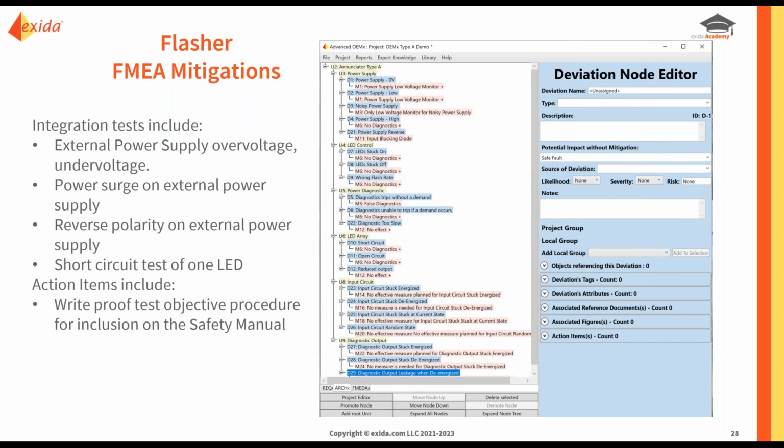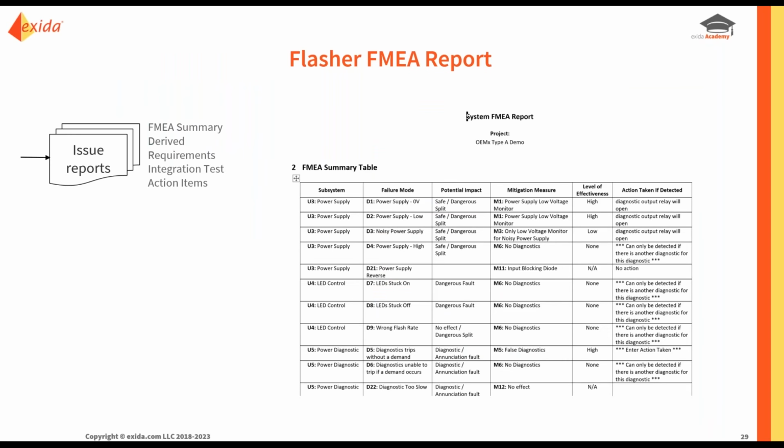There is an action item and an integration test as part of this, and we have a number of integration tests defined and an action item to write a proof test procedure for inclusion in the safety manual. That popped out in some of the other mitigations that we came up with. And of course, that action item is already linked to the FMEA, and I'll show you exactly where it's all coming from. Now, the part of the tool that I kind of enjoy the most is pressing another button and generating the report.